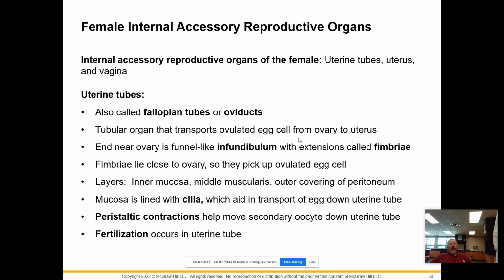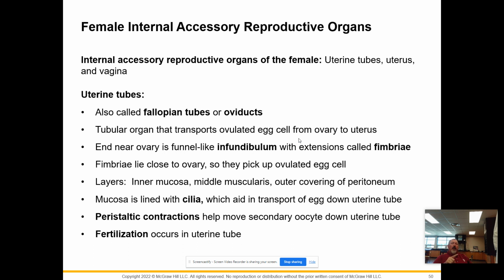So, female internal accessory reproductive organs. All right, these are going to include the uterine tubes, uterus, and vagina. The uterine tubes are going to be called the fallopian tubes or oviducts. This is the connection from ovary to the uterus. This is the tube that is going to carry the egg cell to the uterus so it can implant there if it has been fertilized.